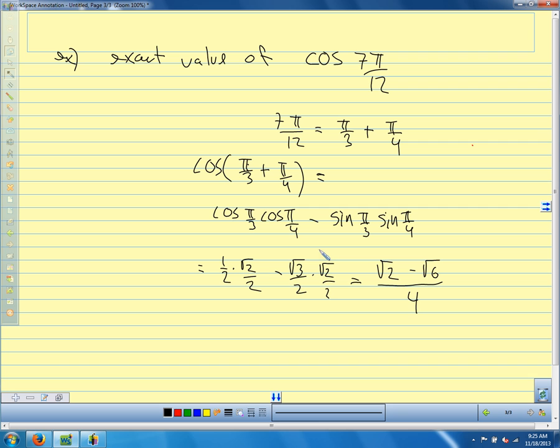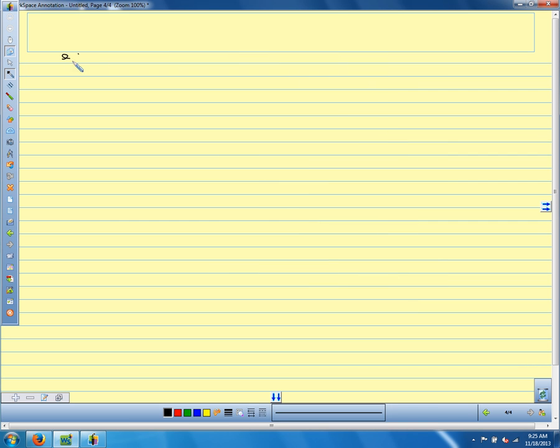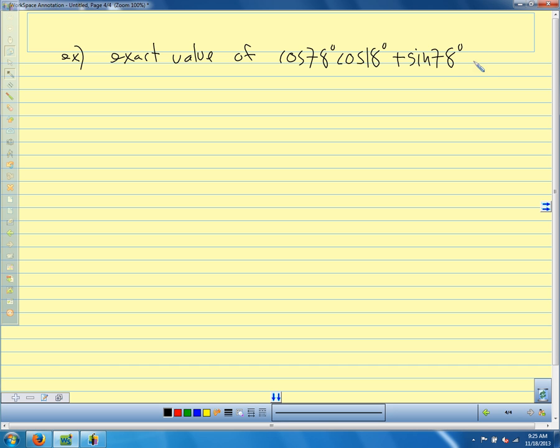All right, let's look at one where we go the other direction. We're kind of using the formula the other direction. We want to find the exact value of cosine 78 times cosine of 18 plus the sine of 78 times the sine of 18.